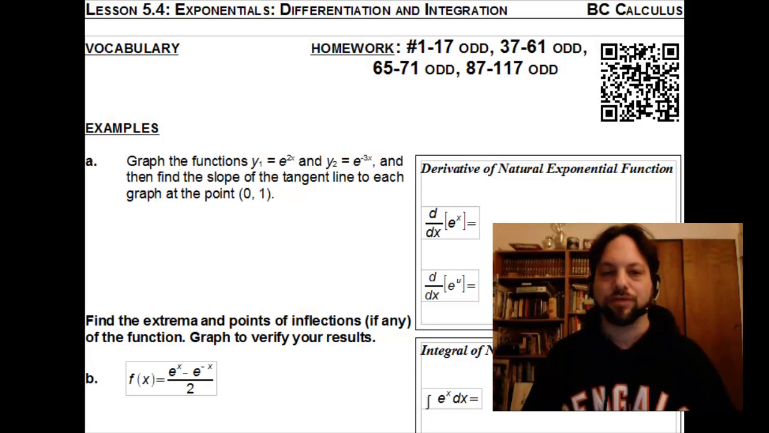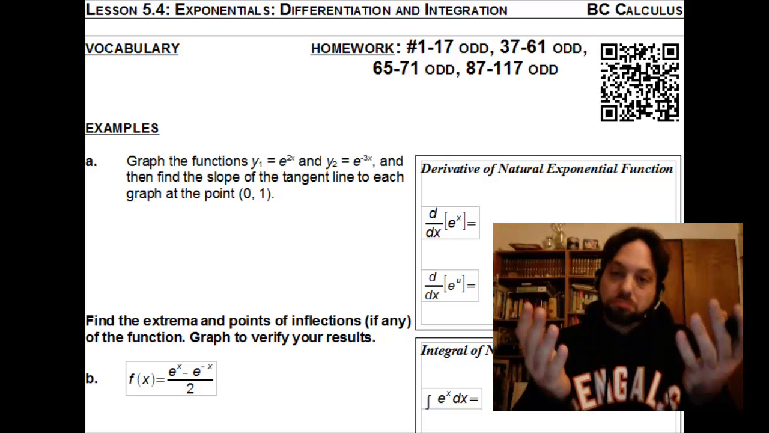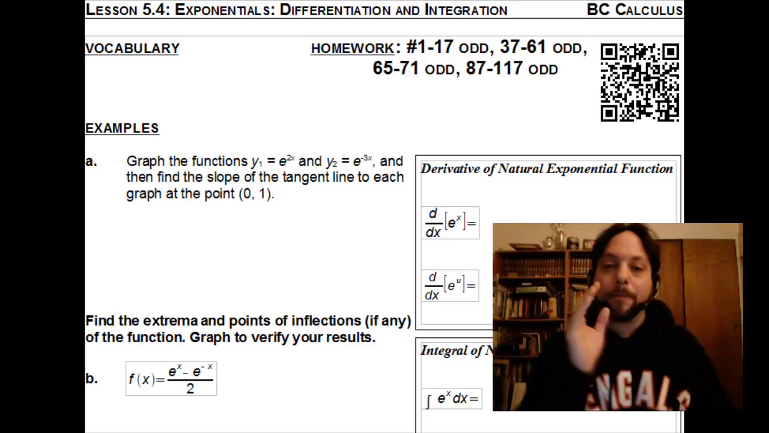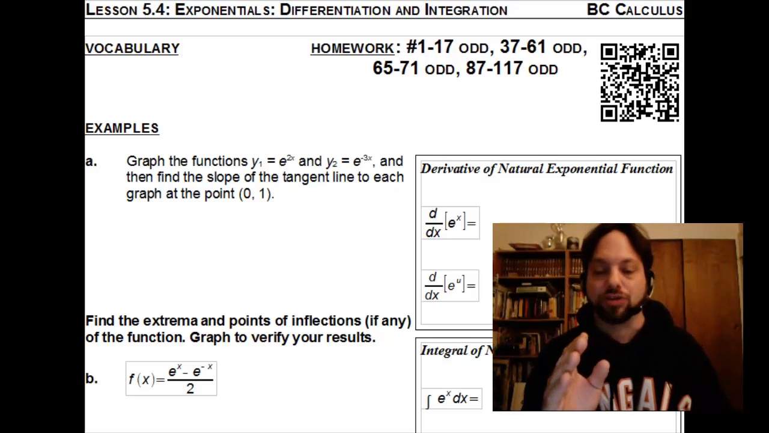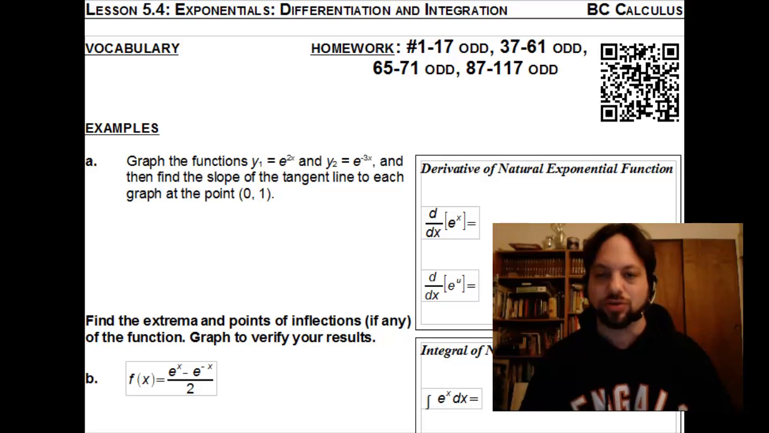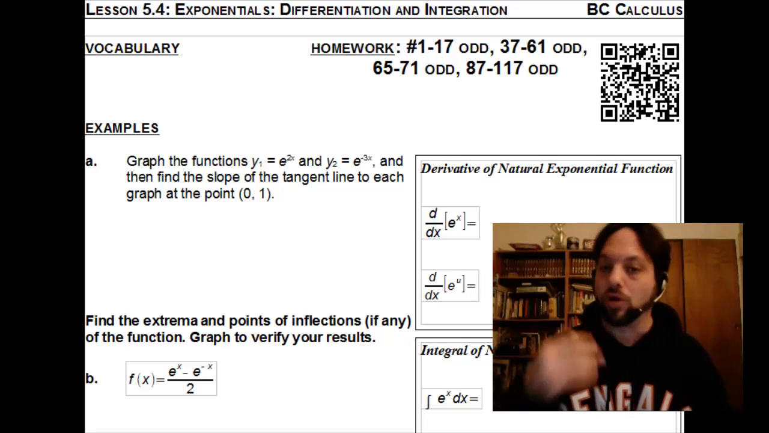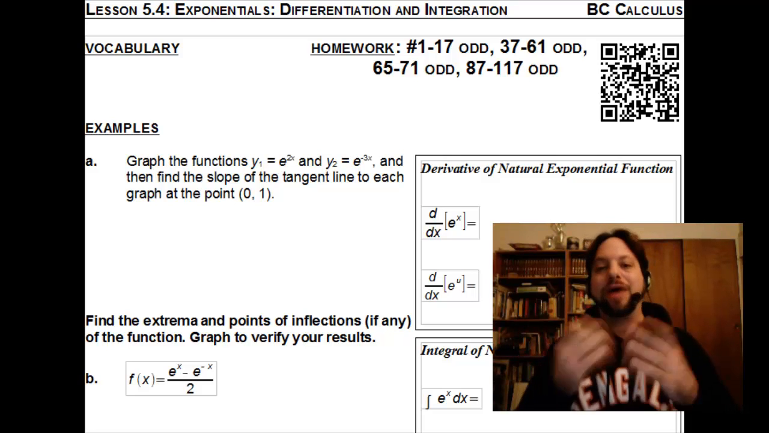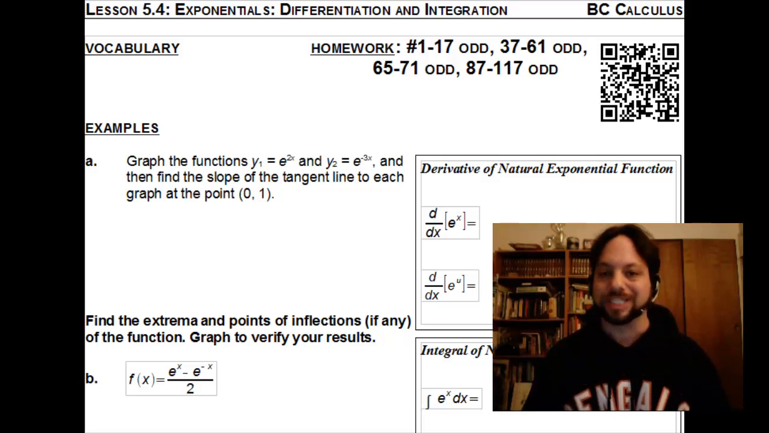In lesson 5.4, exponentials, differentiation, and integration. We will focus on differentiation and integration, but primarily on the exponential function, which we usually refer to as simply the letter e, or Euler's number. Now, as you should know from previous courses, e is in fact the inverse function of the natural logarithm.